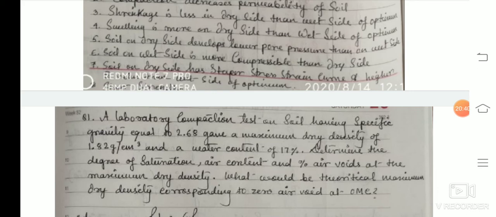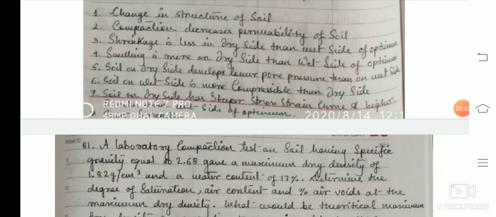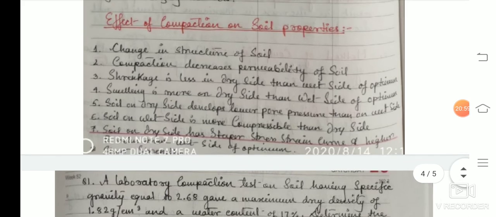Next, we are coming to the shear strength of soil. As we already know, as we go on increasing the density of the soil, the shear strength of the soil also increases. That is, compaction increases the shear strength of the soil. So, these are the properties of the soil which are greatly affected by compaction.